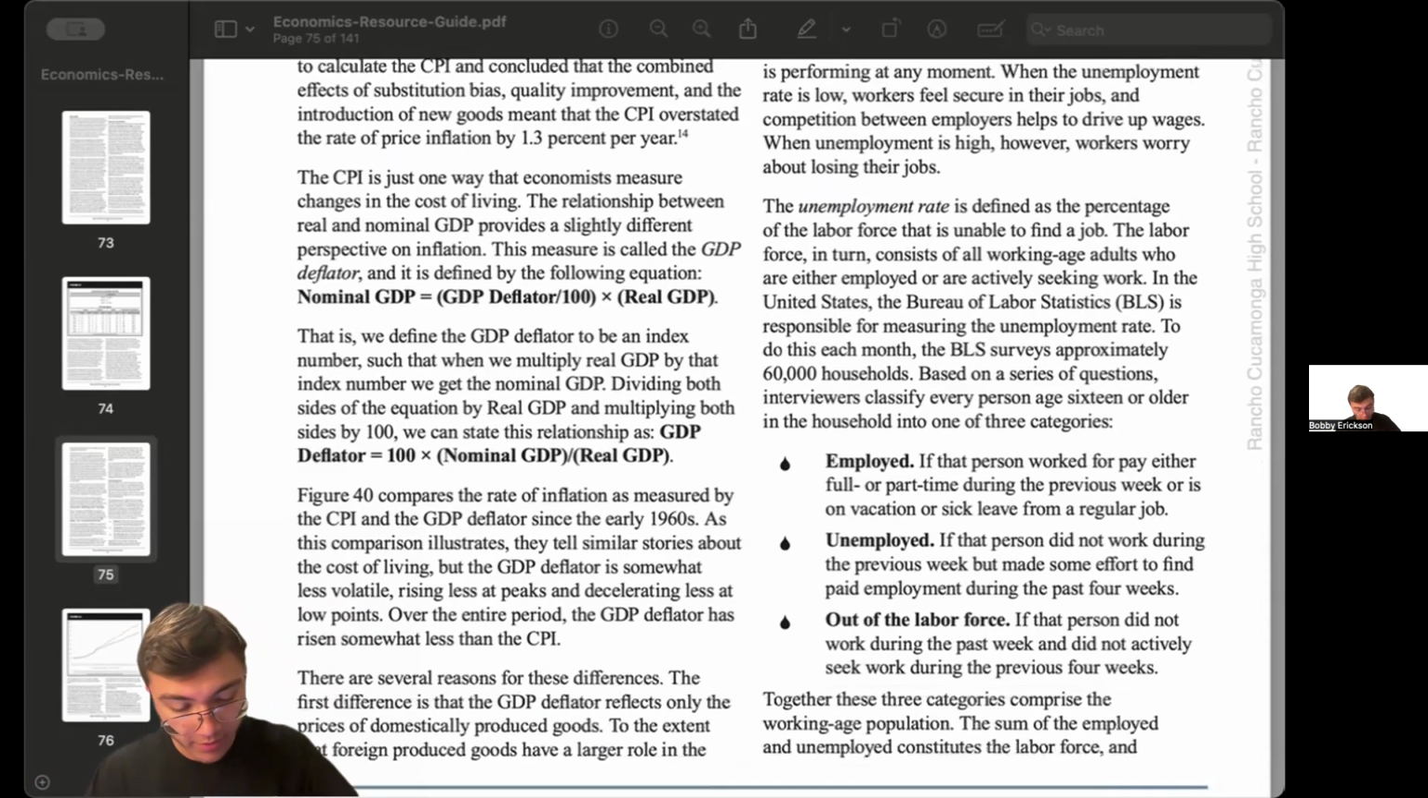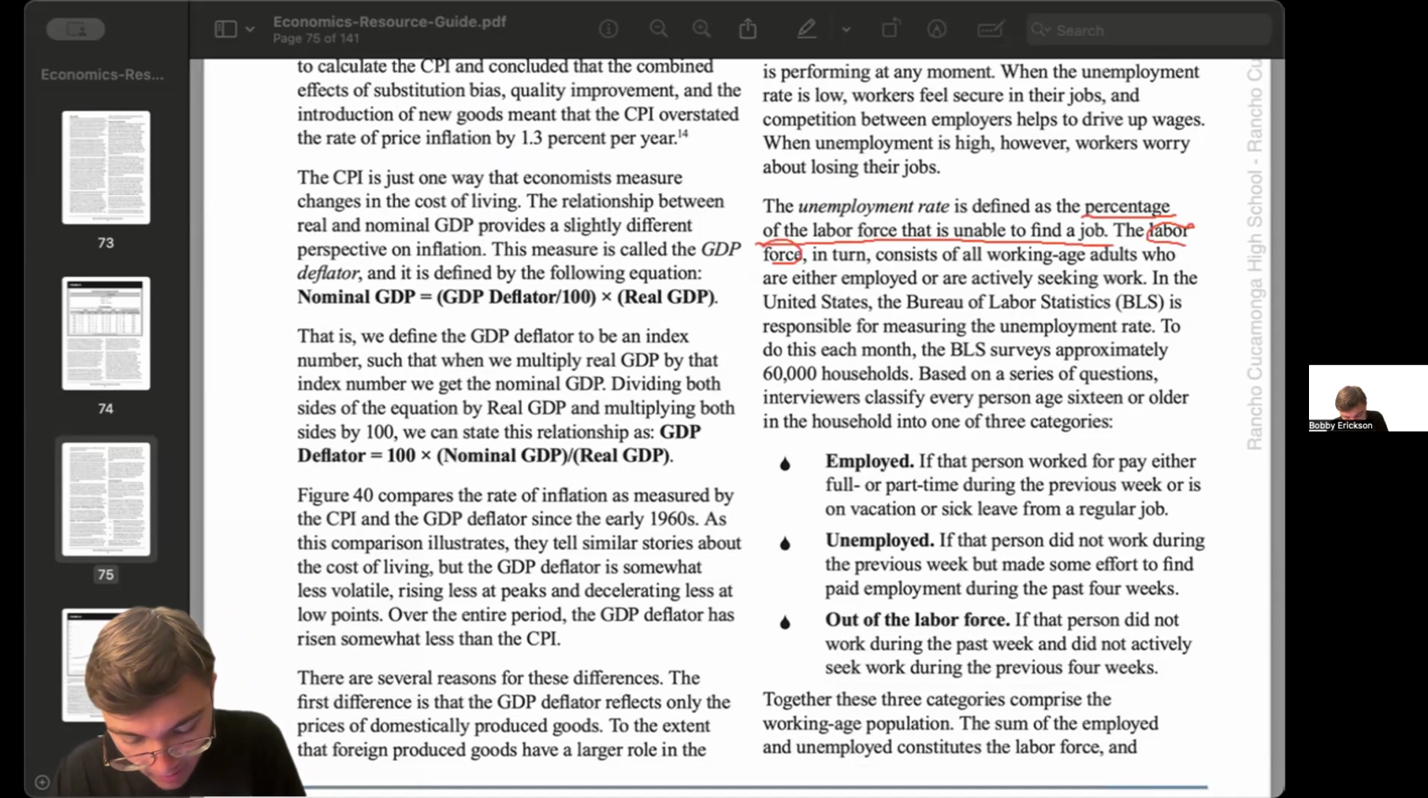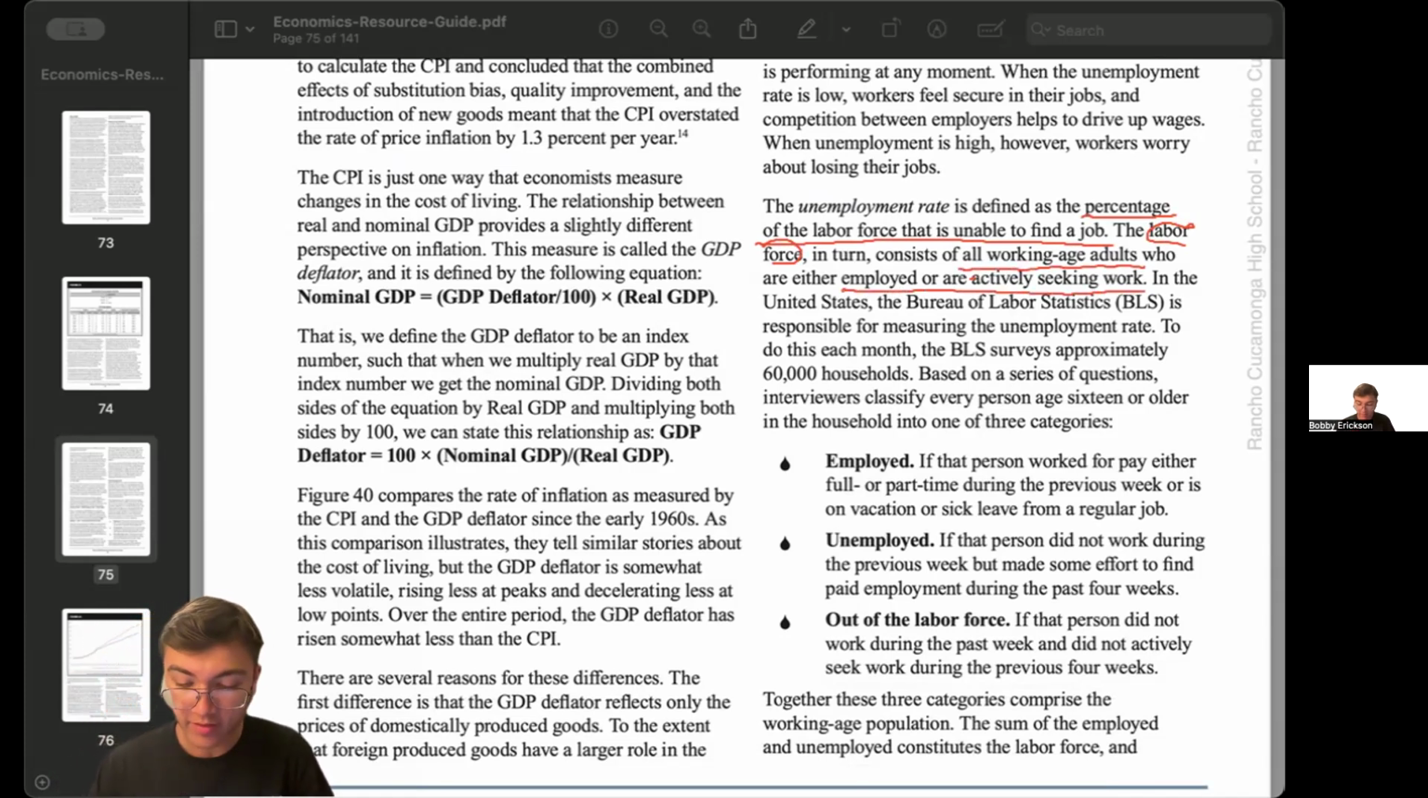If we were to formally define the unemployment rate, it's the percentage of the labor force that is unable to find a job. Now, we need to know what this labor force is. It is all the working age adults who are either employed or actively seeking work. The Bureau of Labor Statistics, again, just like the people who produced the CPI, is responsible for measuring this unemployment rate. They survey 60,000 households with a series of questions to put different people in different categories of employment. So anyone 16 years or older.